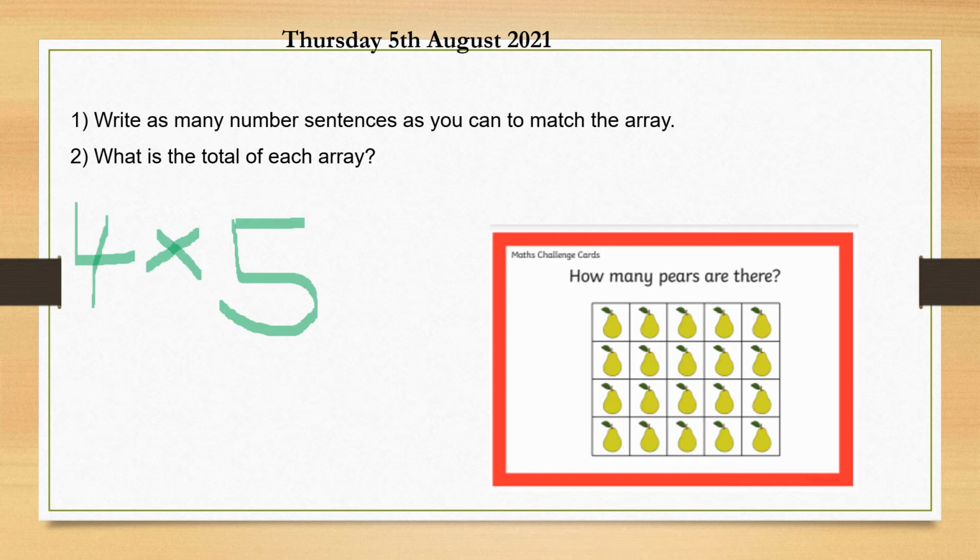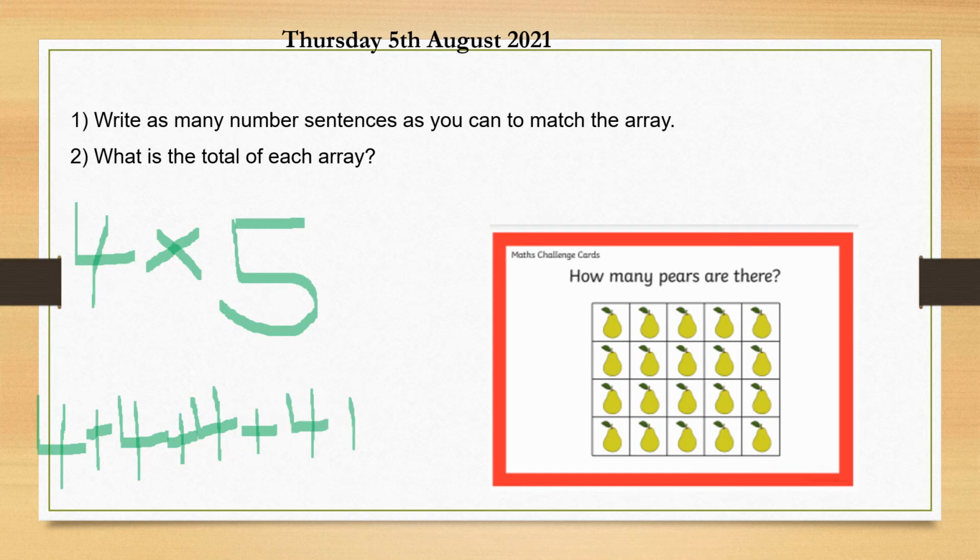Okay, now we can use these same numbers and this same array to write repeated addition. So we're going to write 4 plus 4 plus 4 plus 4 plus 4. Now let's check. We've got 1, 2, 3, 4, 5. So we've done our repeated addition correctly.